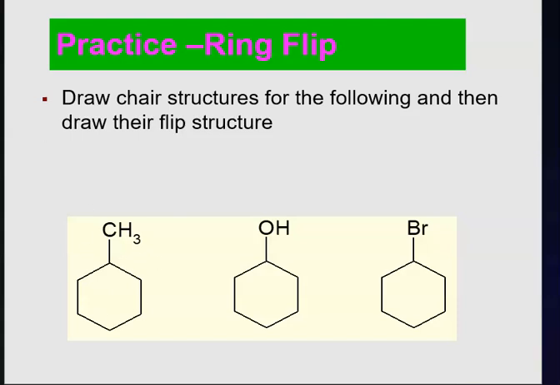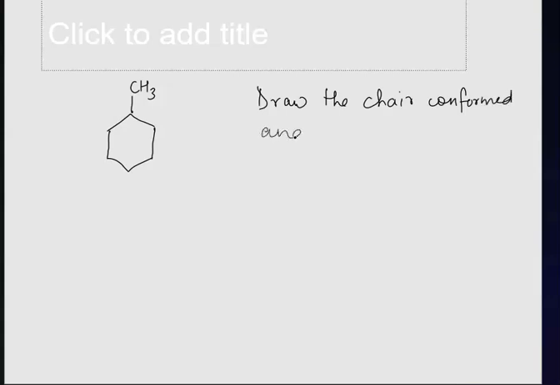Okay, so we have a cyclohexane with a CH3 group attached to it. Let's go ahead and draw the given molecule. So this is the given molecule and it's asking you to draw the chair structure. So the question is, draw the chair and its flip form. Draw the chair conformer and also its flip form.